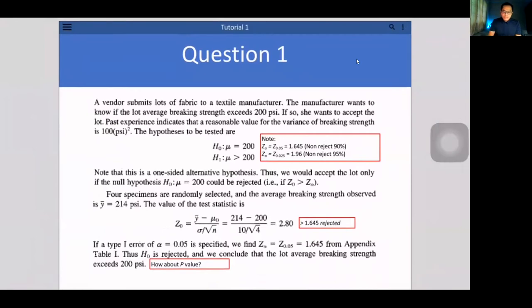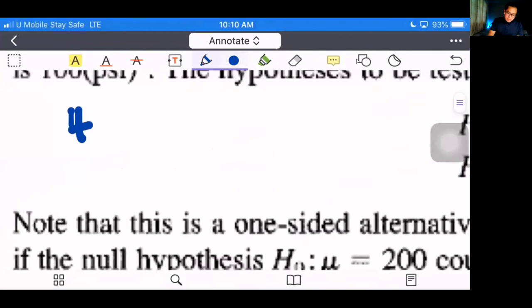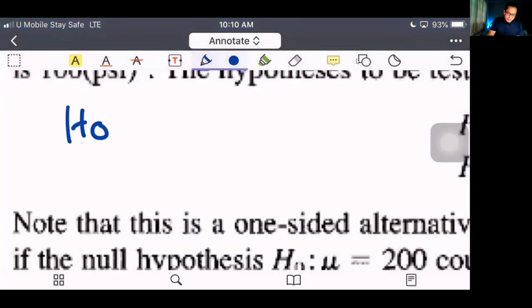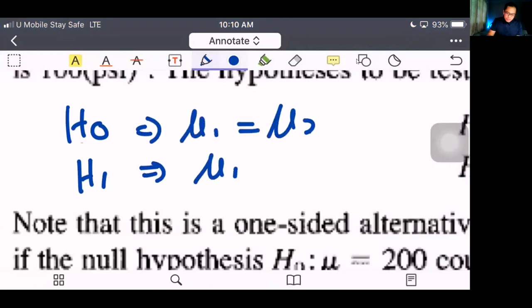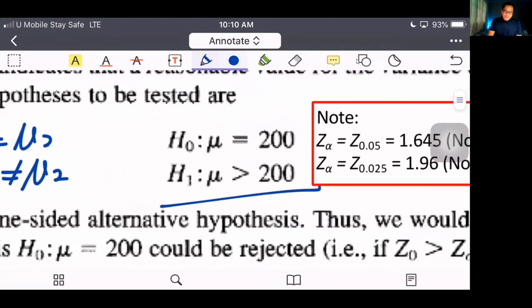Okay, now our usual hypothesis was H0, H1, right? Mu1 equals mu2, mu1 not equal to mu2. All right. So in this case, it gives you this: H0 is mu equals 200, and H1 is mu more than 200.